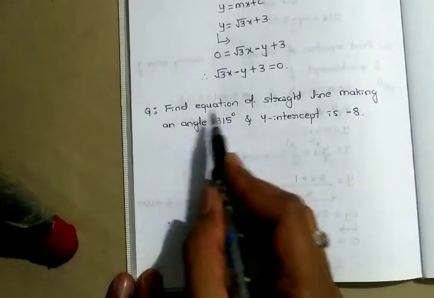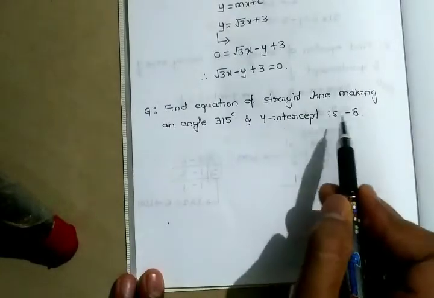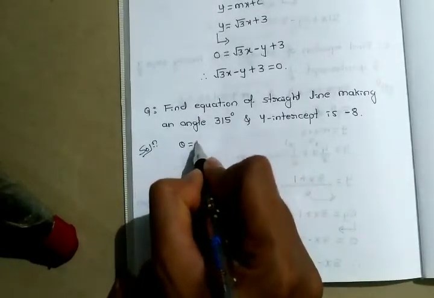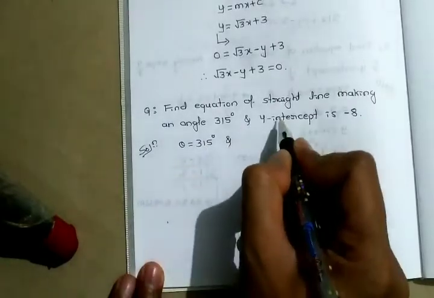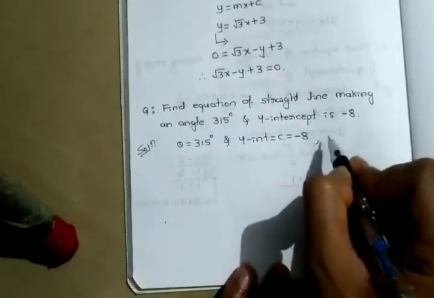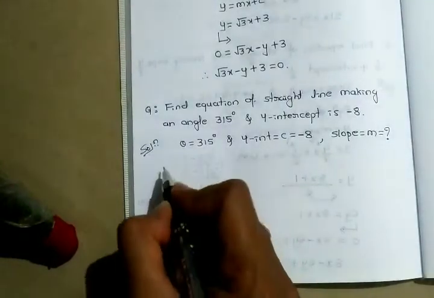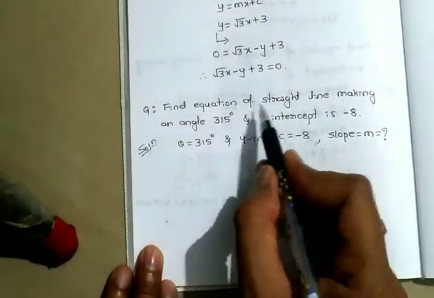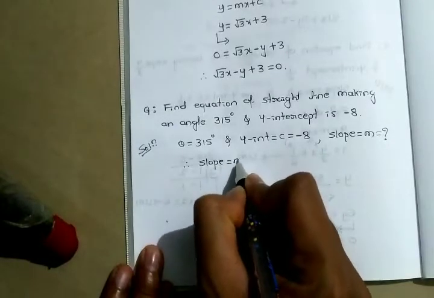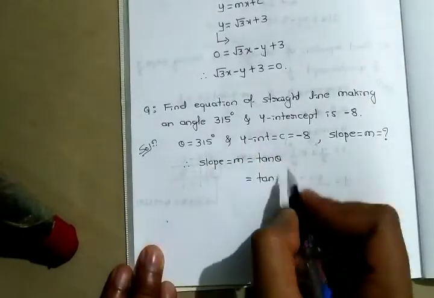Next question. Find equation of straight line making an angle 315 degree and y-intercept is minus 8. Solution. Here also same. Angle is given, means theta 315 degree, and y-intercept value is given how much? C minus 8. Therefore, here which value is question mark? Slope value is question mark, means m value is question mark. Therefore, first you need to find out which value? Slope. Later on you need to find out which value? Equation of straight line. Therefore, slope m is equal to, which formula you have to apply? Tan theta. So is equal to tan theta how much degree?